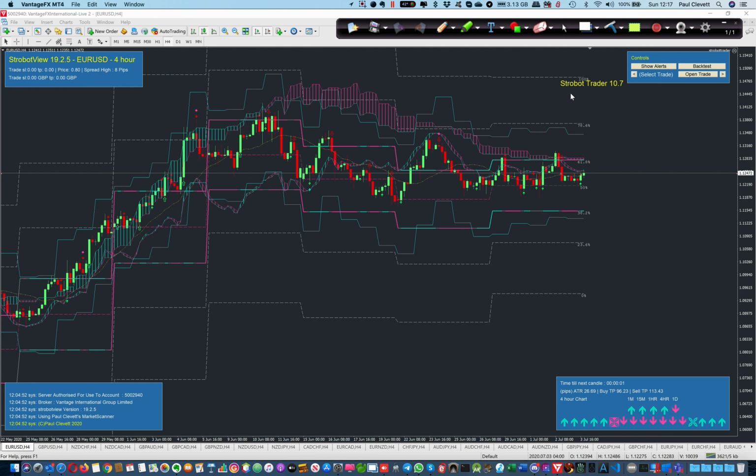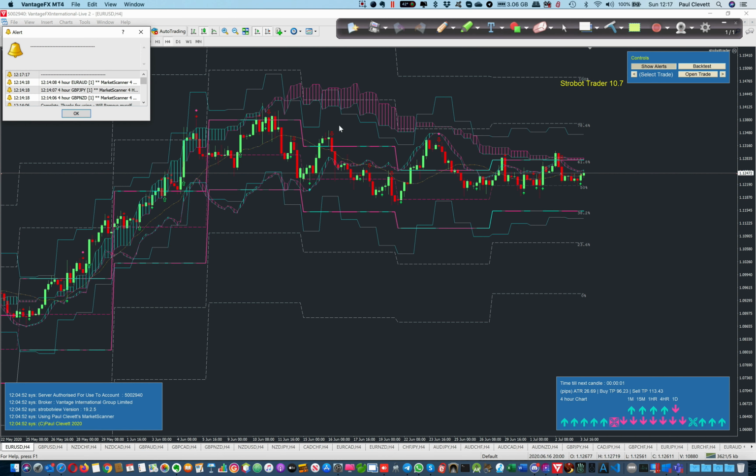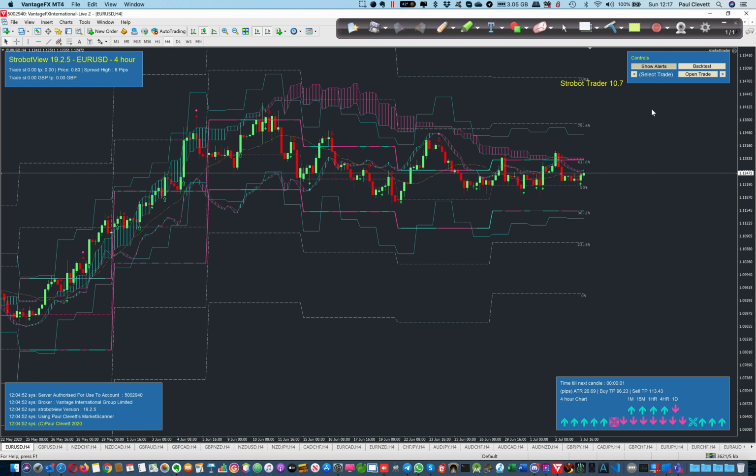So let's go through some of the features we've got on the chart. If you're using it just as an indicator, it runs on any platform. So the show alerts basically shows the alert box, so you can see any signals that it's been giving us.